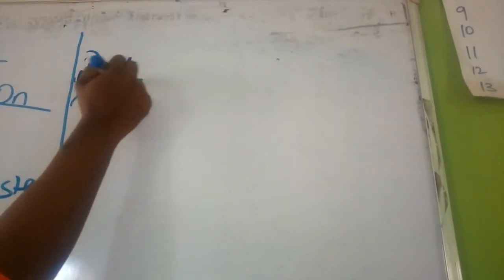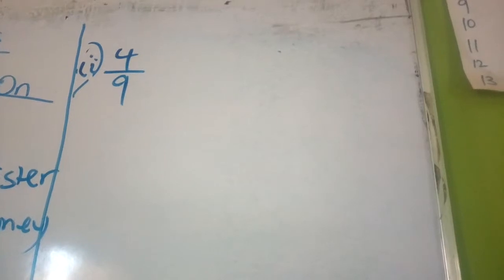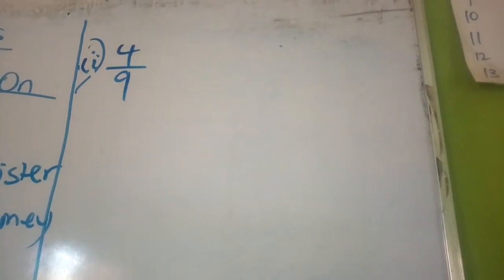Now for the second part, they said the fraction of the girl's share. And the fraction of the girl's share is 4/9. Hope you understood. Because 5 is coming first for the boy and the sister is taking 4.